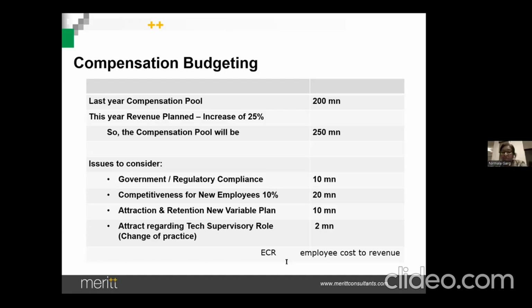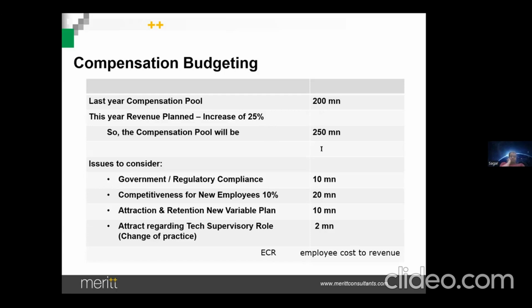Having said that, the rest of it is very, very simple. So say for example, your last year's compensation pool was 200 million. And because this year you have increased your target revenue by 25%, obviously this also will increase. So it will become 250. Simple maths calculation, right? 25% on 200, so 250 million.